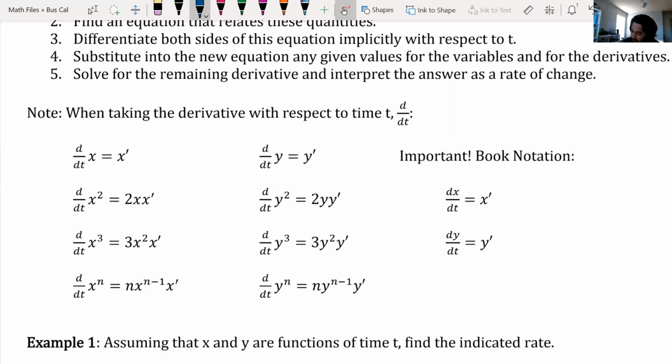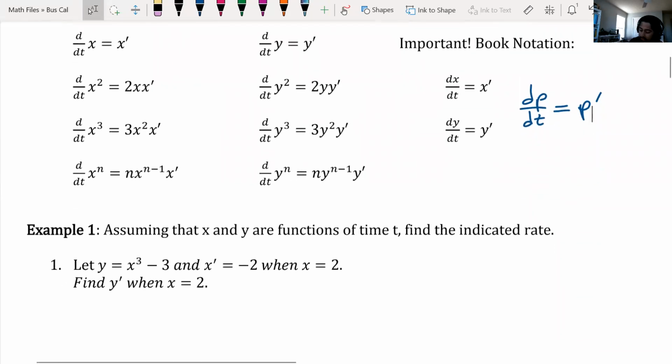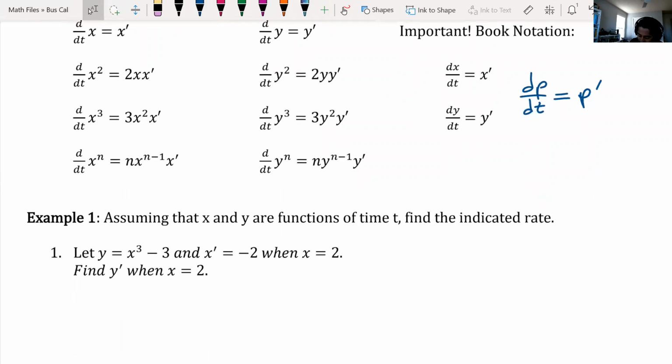All right, and then another notation you might see, if it says find dp over dt, that is just going to be p prime. So whatever variables they give you. Okay, so let's go ahead and try these implicit derivatives with respect to time. So for number one, let y equal x cubed minus 3 and x prime equal -2. When x is 2, find y prime when x is equal to 2. So we're going to take the implicit derivative, and then we're going to plug in the components that it's giving us.